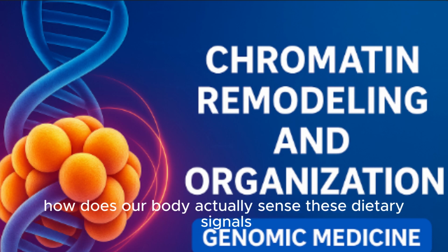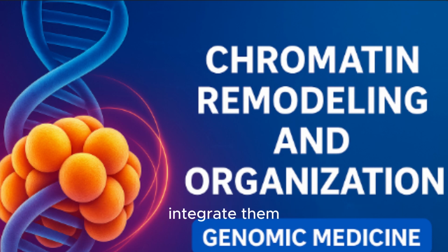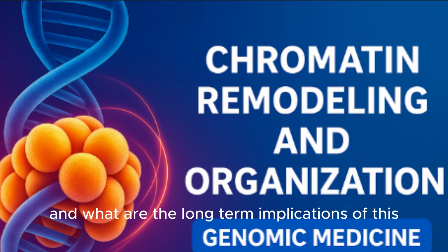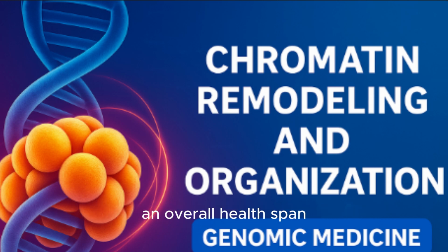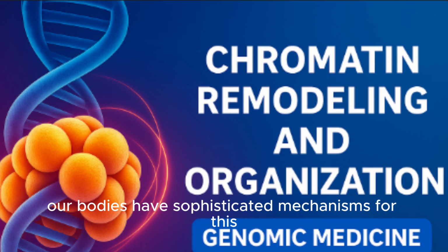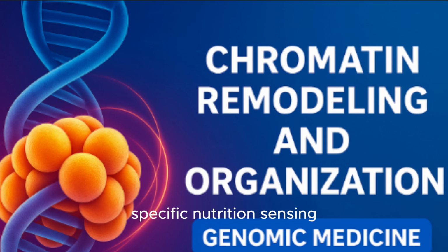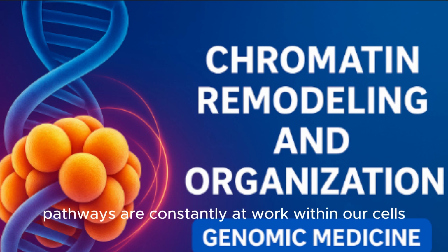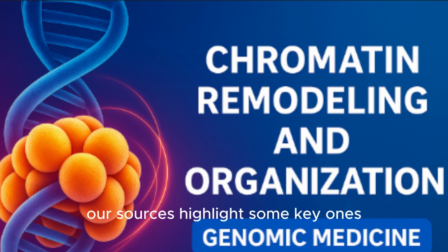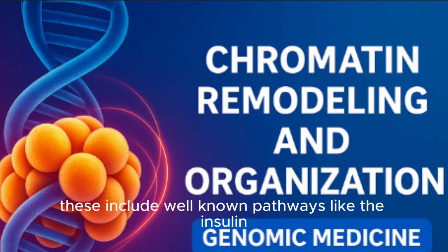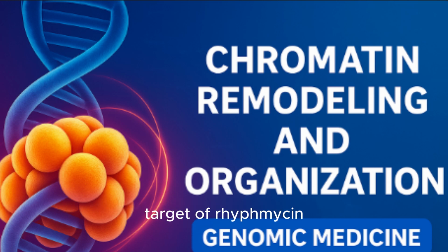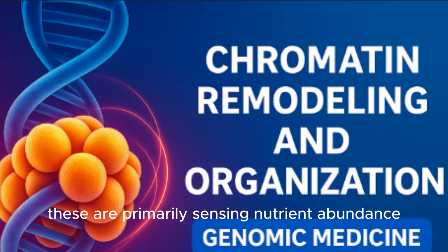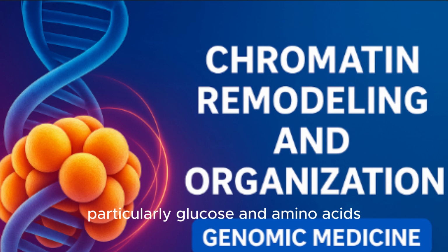So how does our body actually sense these dietary signals, integrate them, and what are the long-term implications of this constant dialogue, especially when we think about aging and overall health span? Our bodies have sophisticated mechanisms for this. Specific nutrition sensing pathways are constantly at work within our cells. Our sources highlight some key ones. These include well-known pathways like the insulin IGF signaling pathway and the mTOR pathway, mechanistic target of rapamycin. These are primarily sensing nutrient abundance, particularly glucose and amino acids.